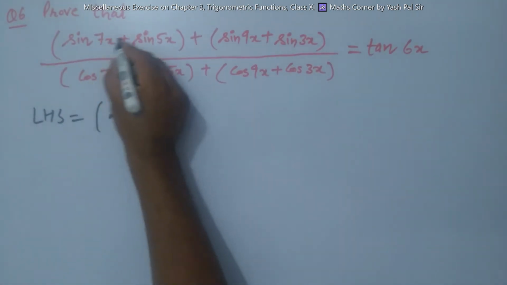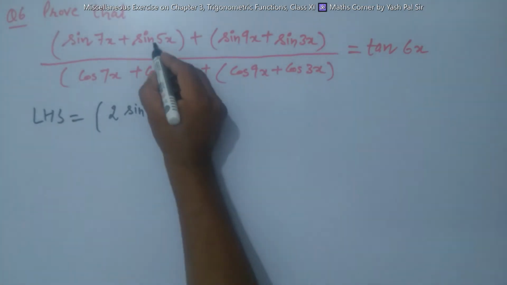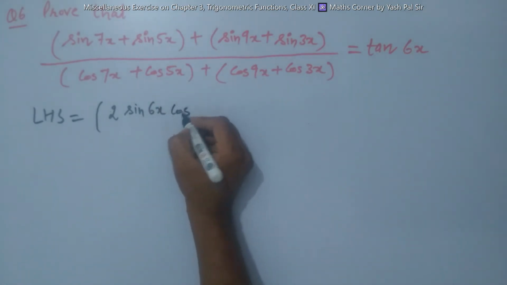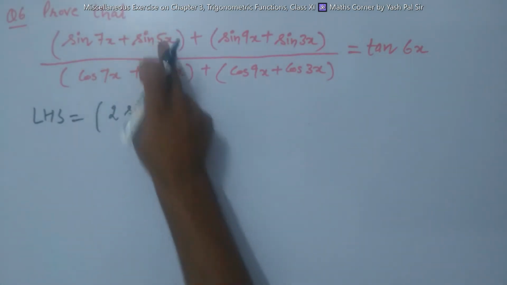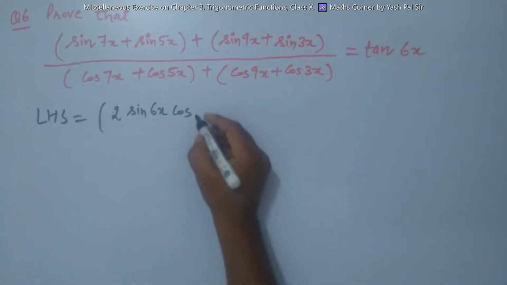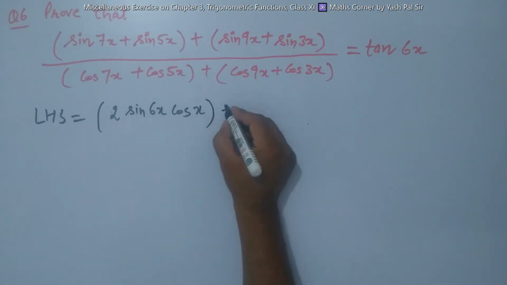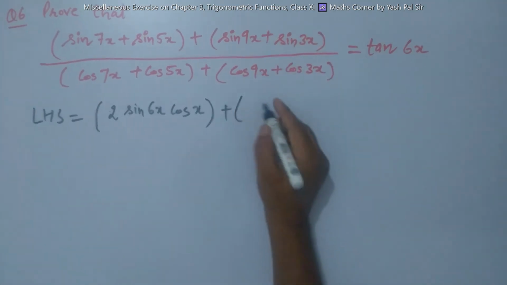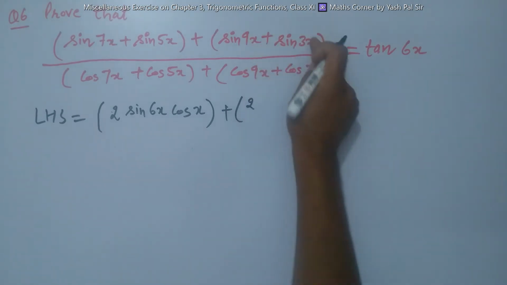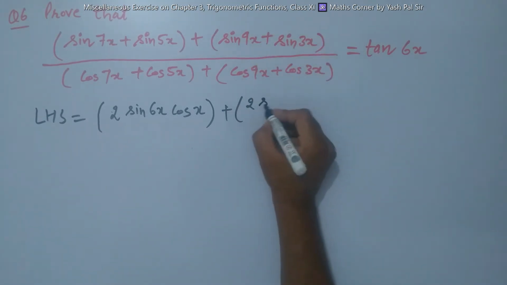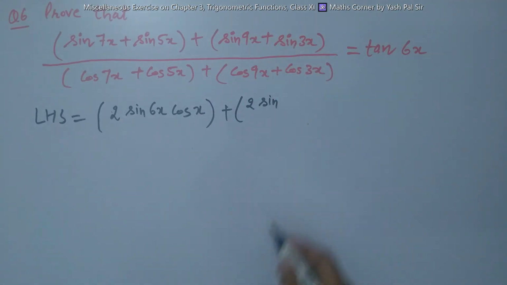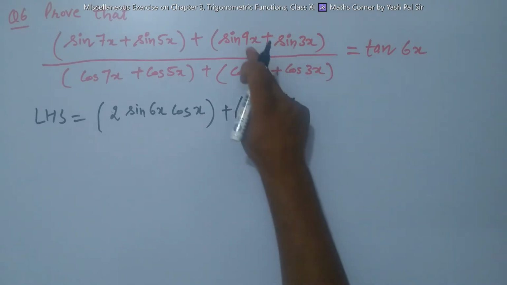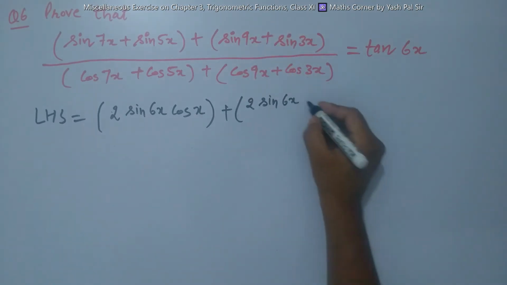Sin 7x plus sin 5x is 2 sin (7x plus 5x)/2, that is 12x upon 2, 6x, into cos (c minus d)/2, 7 minus 5 is 2, 2 upon 2, 1x. Plus, here we apply sin c plus sin d again: 2 sin (c plus d)/2, 9 plus 3 is 12, 12 upon 2, 6x, into cos (c minus d)/2, 9 minus 3 is 6, 6 upon 2, 3x.